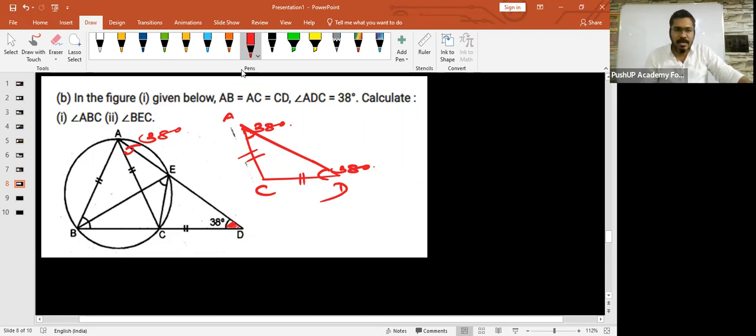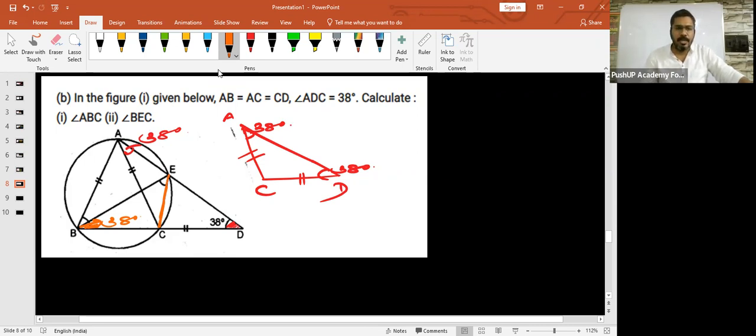Children, what is angle CAE? You asked a question to yourself and you got a reply that it is the angle subtended by chord CE on the circumference of the circle. In that case, how much would this angle be? Angle CBE should also be equal to 38 degrees, isn't it? Now, children, listen. Angle EBC is 38 degrees.